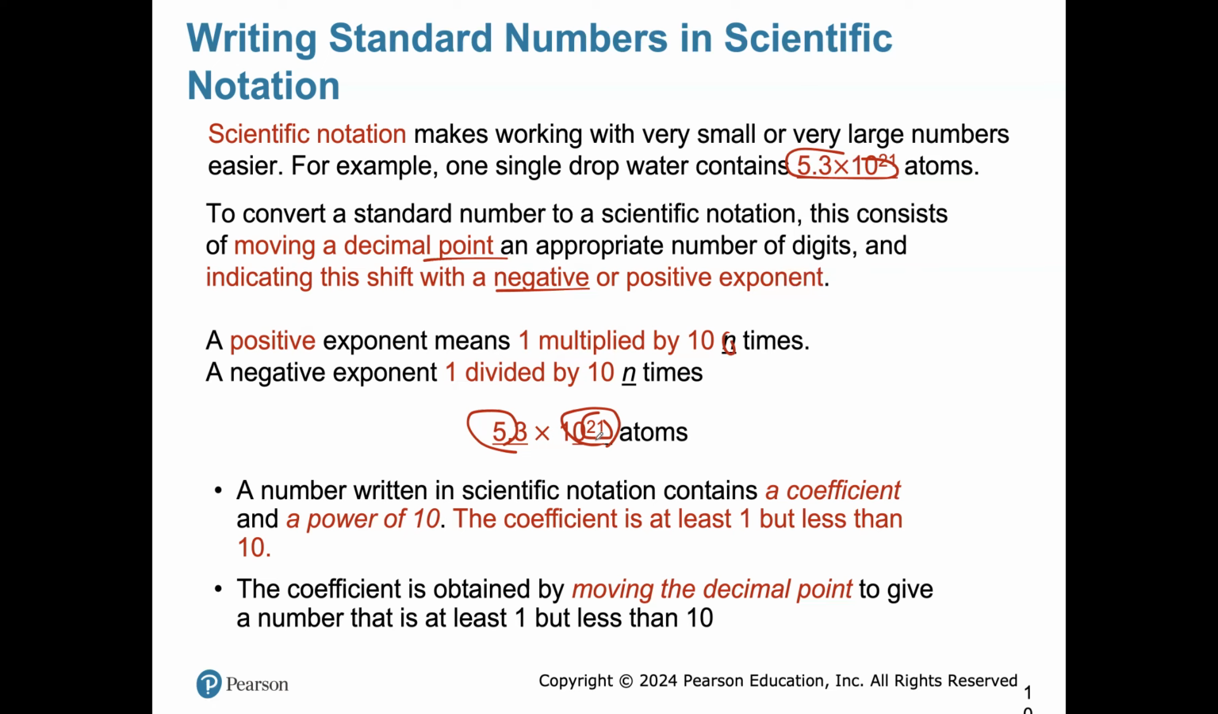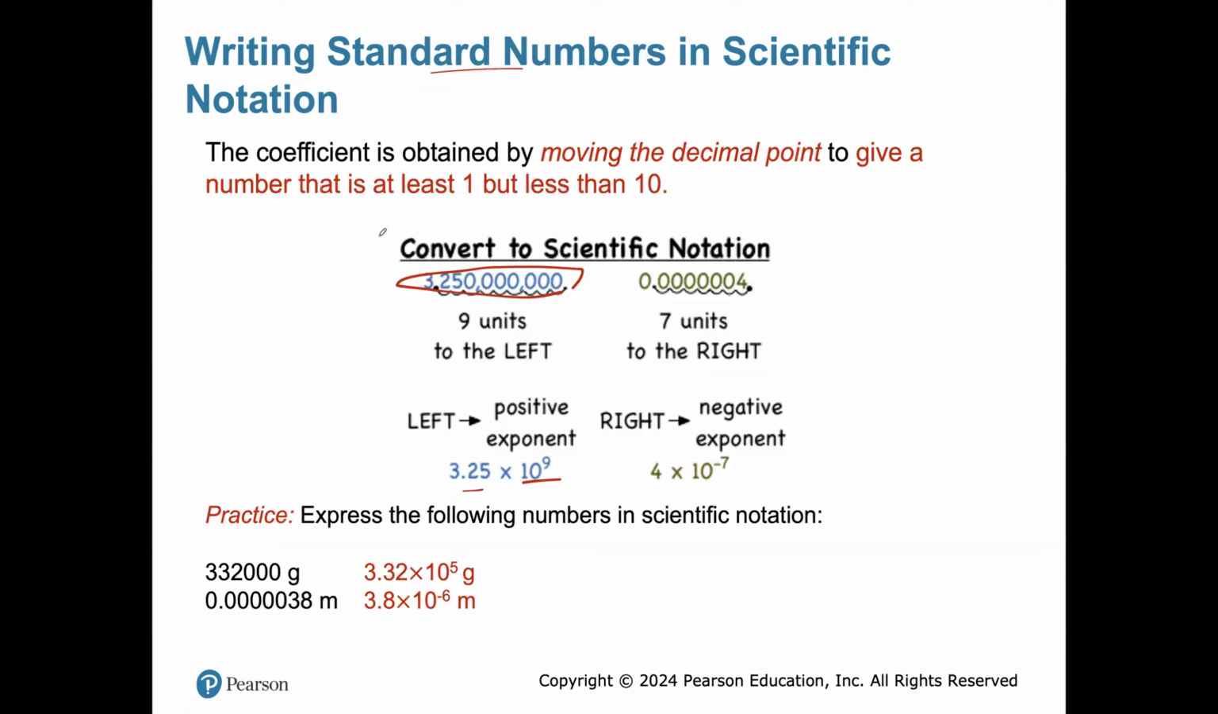In scientific notation, there are 2 parts: the coefficient and the exponent. The coefficient needs to be at least 1 but less than 10. Then the exponent is 10 to the power of a number, and this number is determined by how many decimal places you shift towards the left or right. Now let's look at an example of how we can move the decimal to convert a standard number to scientific notation. This is a very, very large number.